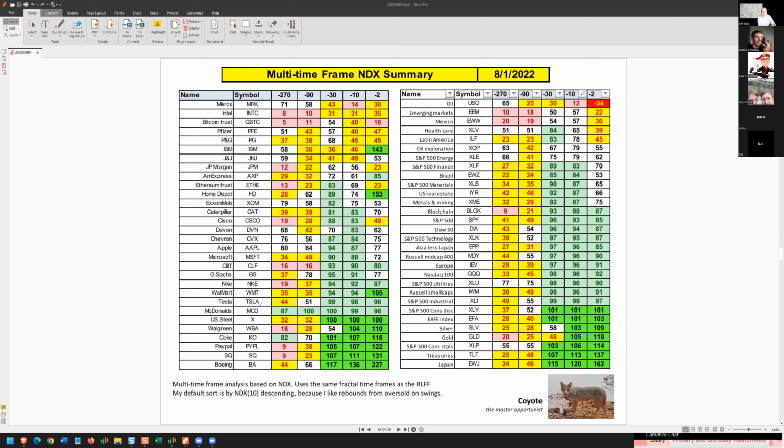NDX, here's that strength in McDonald's, really on every measured time frame. Coca-Cola is a close second. Hamburgers and Cokes. Down here, Staples gives you the strongest long-term and the strongest short-term on a relative basis, so XLP should be on your list.